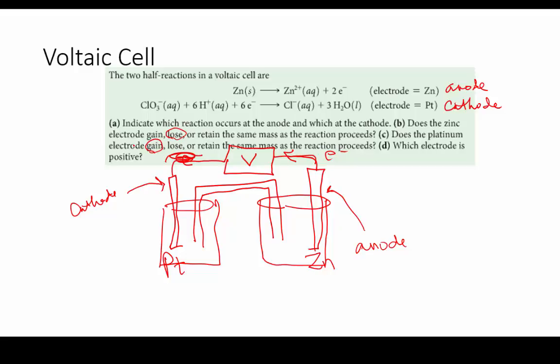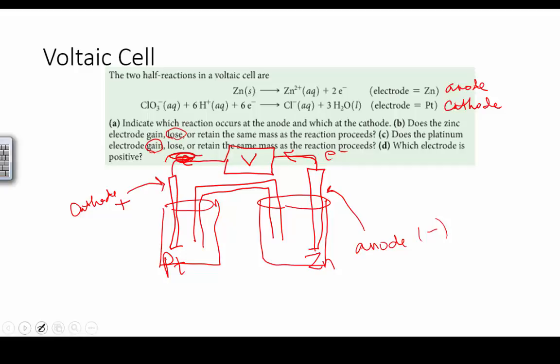And then it says which electrode is positive and which is negative. My cathode is always positive, and my anode is the negative one. And that's because the electrons are going to want to go over here to the cathode because it's positive, and negatives will be attracted toward the positive terminal.